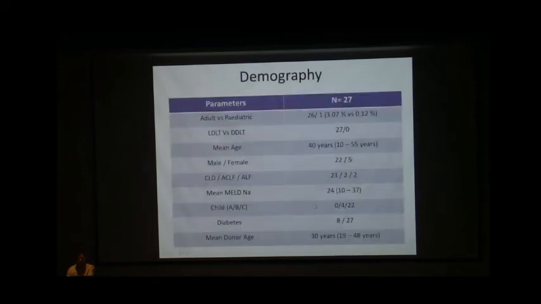This is the demography of the patients. Almost all patients are adult patients. Only one pediatric patient had HAT, and as you can see, there was no HAT in DDLT, though the number of DDLT is still 65. These are the other parameters.